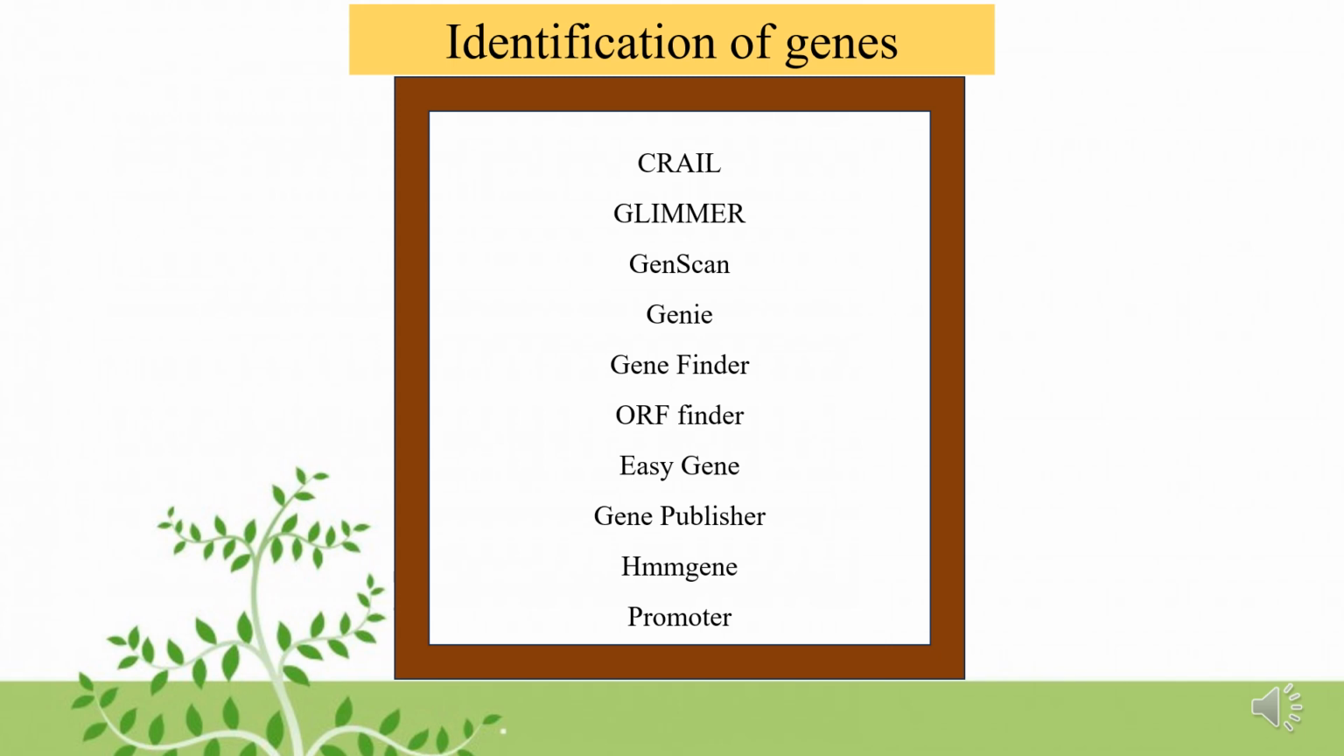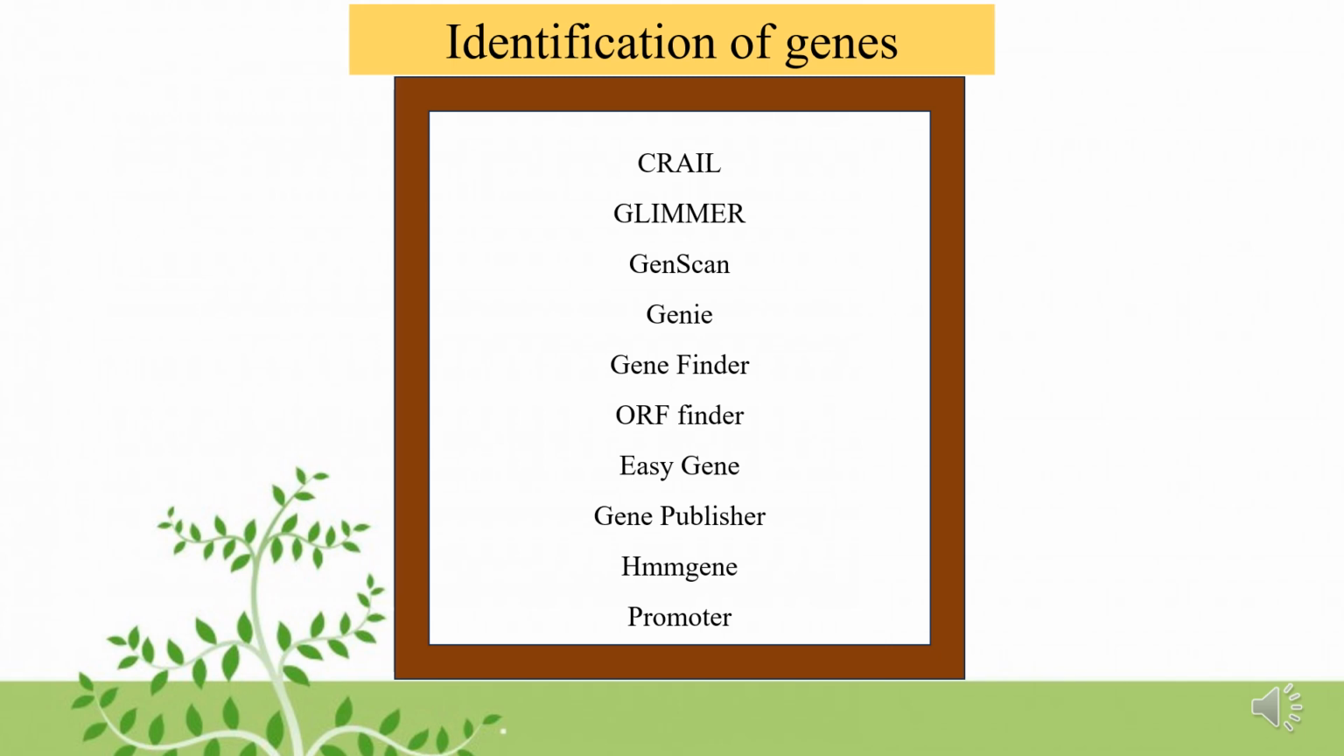Then coming to the identification of genes, the first one is GRAIL, which is one of the most commonly used computational tools for ORF identification. This tool provides important information such as splice junctions, translation start points, and non-coding scores of 60 base regions on both sides of the putative exon.